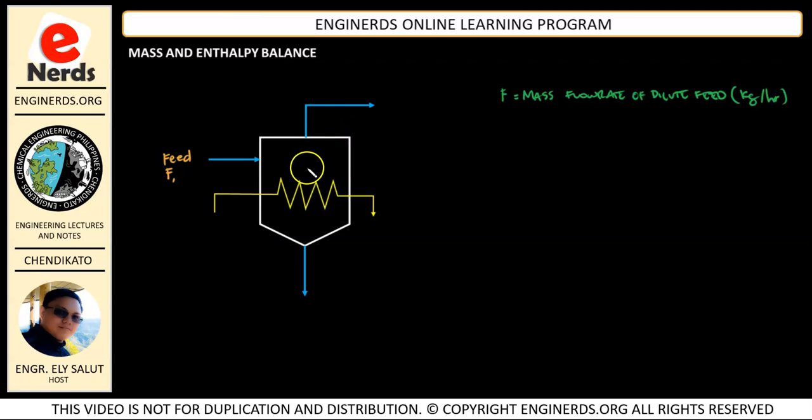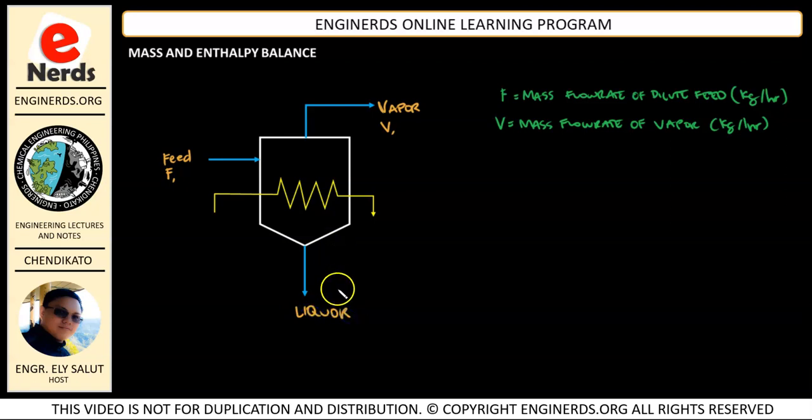And then natutunan din natin that our vapor is leaving here. Okay, and then we label this as V. Okay, so our V is our mass flow rate of our vapor. Okay, and then our product here is our concentrated liquid here. So this is our thick liquor. And then we label this as L. Okay, so our L is the mass flow rate of our liquor.